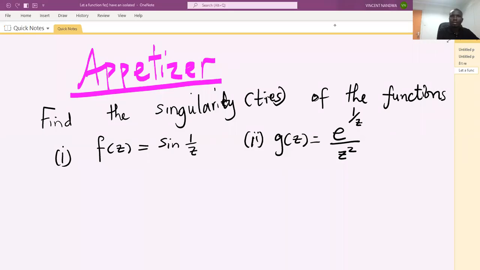Welcome to this session. In this session, we give examples on how to determine singularity or singularities of functions. So there are two functions, f of z given by sine of 1 over z, and g of z given by e raised to power 1 over z, over z squared. So, solution.